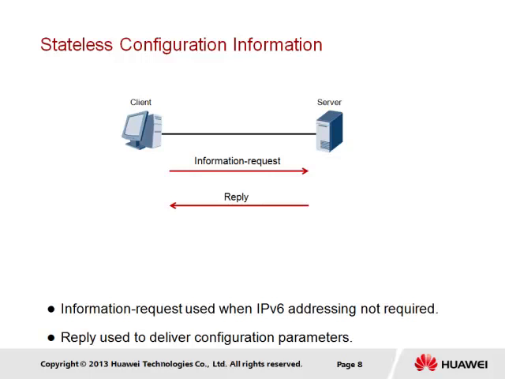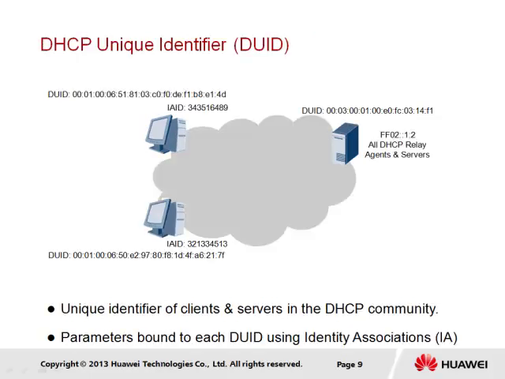This message is sent to the FF02::1:2 multicast address for DHCP servers, to which the reply is returned to the requesting client. Within DHCPv6, we find that new identification values in the form of the DHCP unique identifier, or DUID, are introduced and used by both clients and servers. Its main purpose is to provide a globally distinct identifier by which to reference these clients and servers.